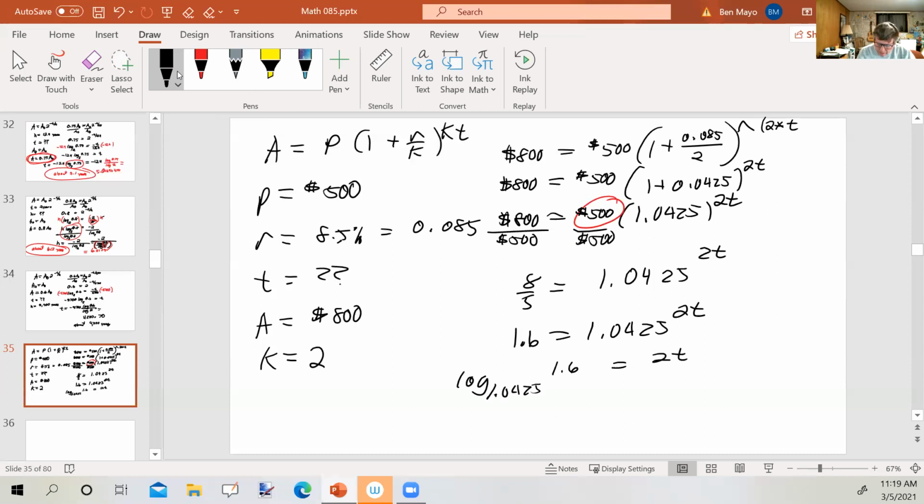Okay. Now, I could divide both sides by 2, which is the same thing as multiplying both sides by 1/2. So how about if we do this? And the reason I want to do this is because it's going to be easier to deal with. So if I multiply both sides by 0.5, I get 0.5 log base 1.0425 of 1.6 equals t. Because 2 times 0.5 is 1, 1 times t is t. Okay, I could spend 5 minutes explaining that, but I'm not going to at this point.